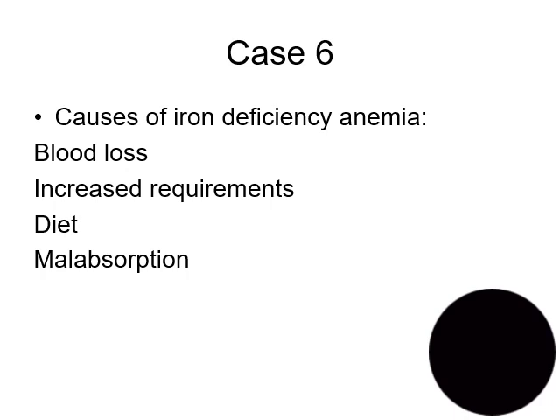Then the fourth group of causes is malabsorption. So anything that can interfere with iron absorption, which is mainly in the duodenum. So the first and the second part of the duodenum are the site of iron absorption, and as you know, it's better absorbed in acidic media. So anything that would interfere with the stomach acidity would also affect absorption of iron.